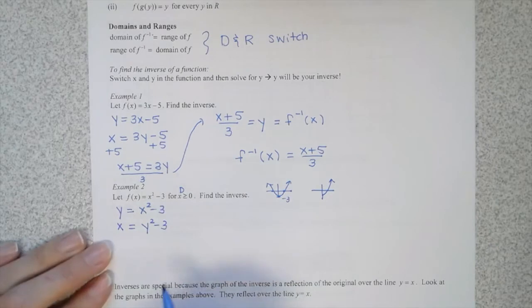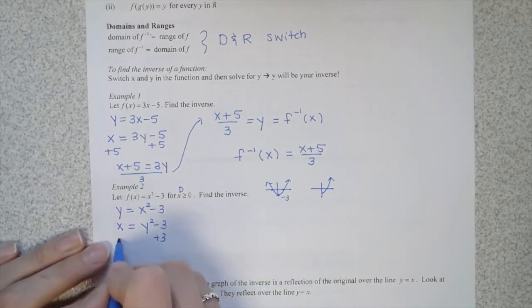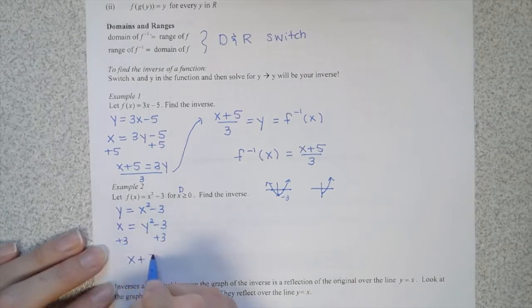And now I'll have to go ahead and solve for this y right here. So I'll add 3 to both sides. So x plus 3 equals y squared. Square rooting both sides to get the y by itself.